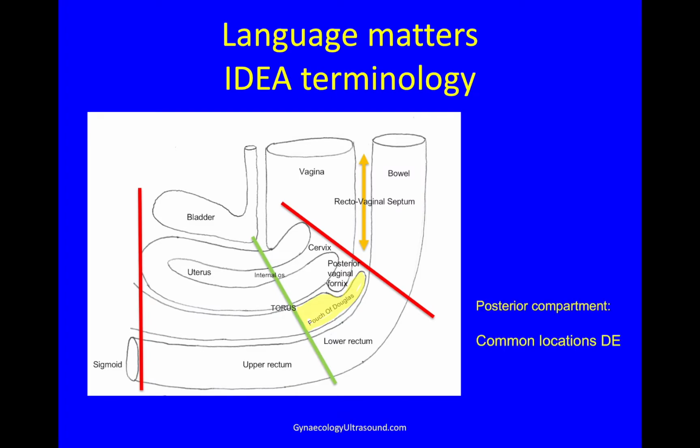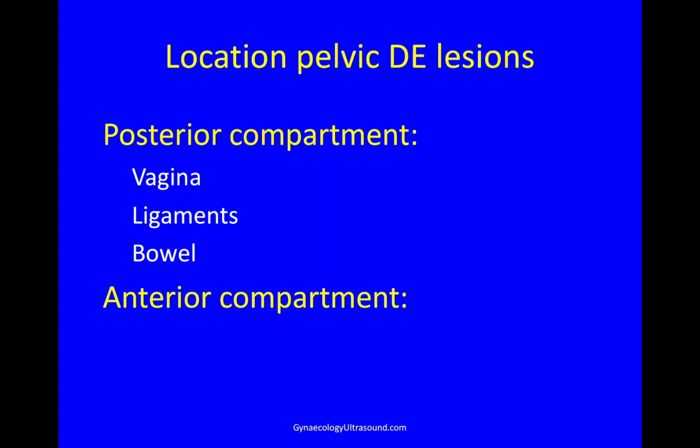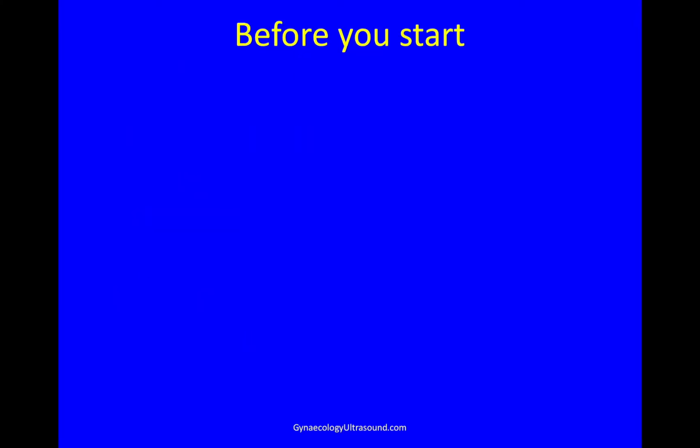The posterior compartment is affected by deep endometriosis, and common locations are in the posterior vaginal fornix, at the torus, in the lower rectum, in the upper rectum, and it can all become adherent together, and this is the frozen pelvis. So in the posterior compartment, there's the vagina, the ligaments, and the bowel. But the anterior compartment is another common place for endometriosis, in the bladder and in or around the ureter.